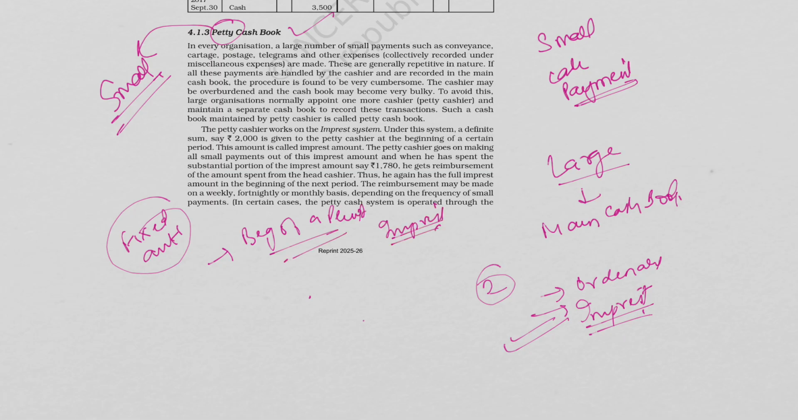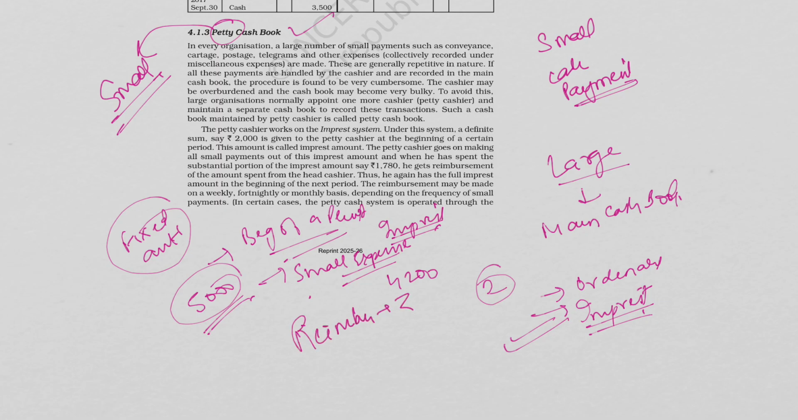For example, at the beginning of a month, the petty cashier is given rupees 5,000. During this month, he spends money on small expenses. Suppose he spends rupees 4,200 during the month. At the end of the month, the main cashier will reimburse rupees 4,200. So again, total cash in hand becomes rupees 5,000. So this fixed amount always remains.